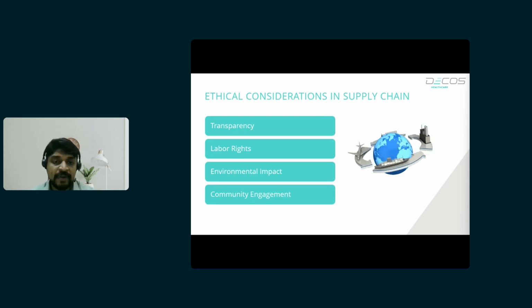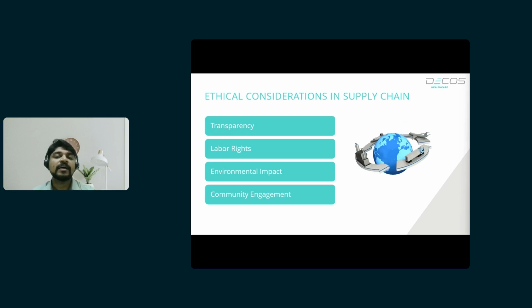The next is labor rights, which focus on ensuring fair wages, safe working conditions, and protecting workers' rights at every stage of material extraction, fabrication, manufacturing, distribution, and even its disposal. Companies should adhere to ethical labor practices throughout their supply chain.